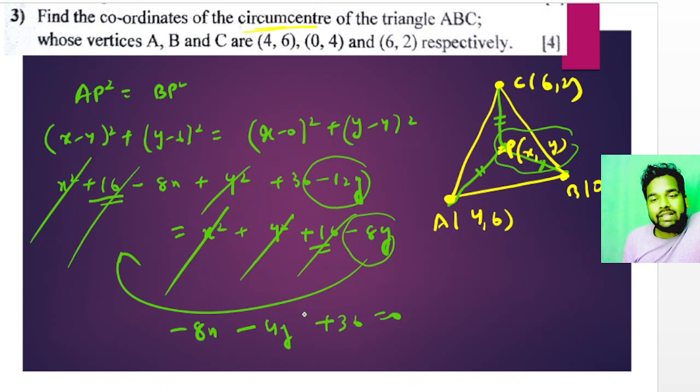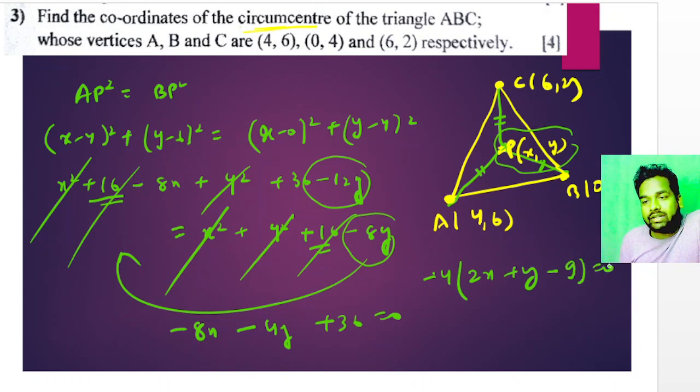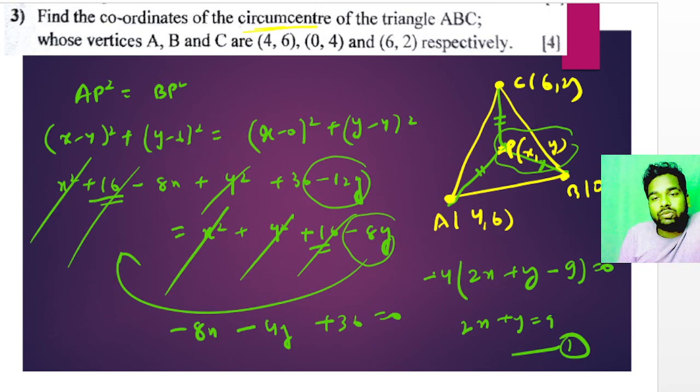You just take the common factor 4. You can write minus 4 common, so you can write 2x plus y minus 9 is equal to 0. So 2x plus y is equal to 9. This is equation number 1. Now again you have to solve the second part, because we have to form two equations in order to solve for two variables, and since we already have one equation, now we need the second equation.